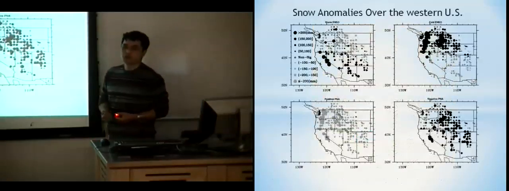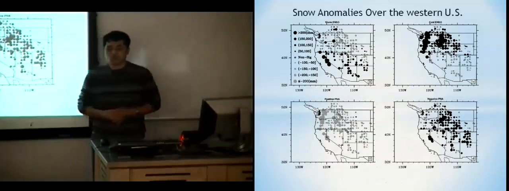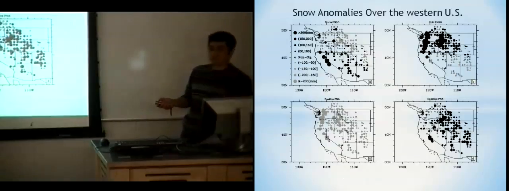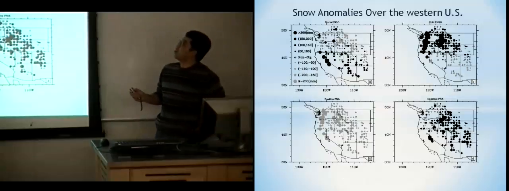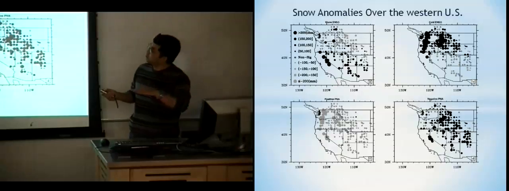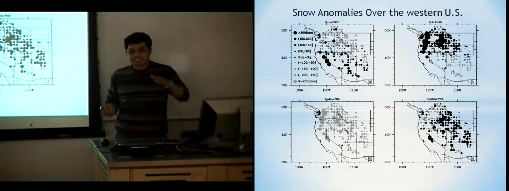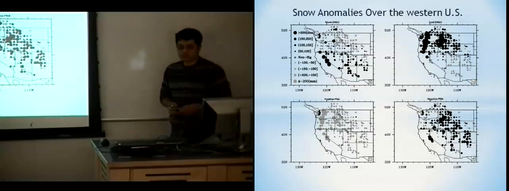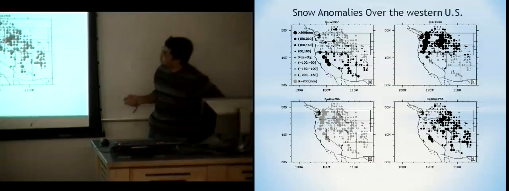Another process is ENSO. That's triggered by sea surface temperature anomalies over the tropical Pacific. We have two kinds of ENSOs. One is warm ENSO, also called El Nino. One is cold ENSO, called La Nina. During the warm ENSO period, the tropical Pacific sea surface temperature is above normal. But during the cold ENSO period, the tropical Pacific sea surface temperature is below normal.